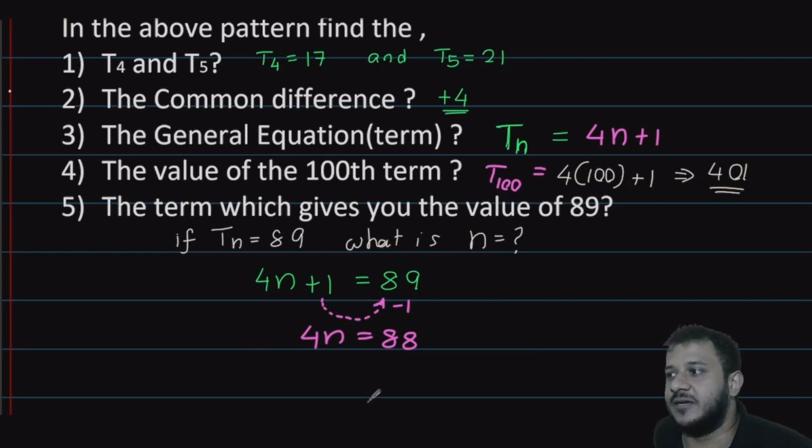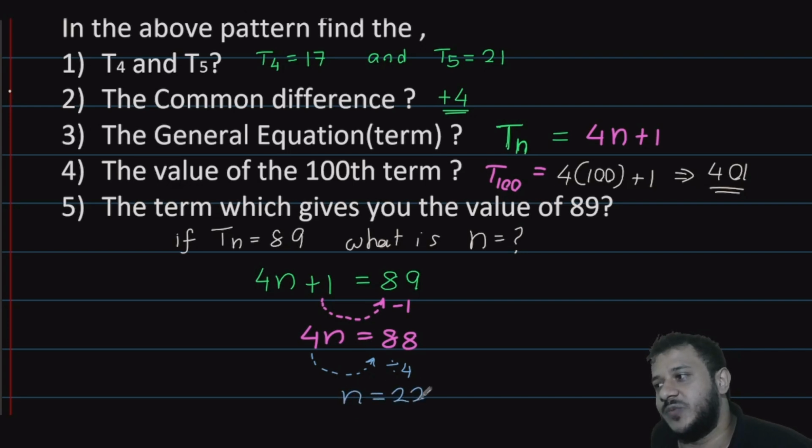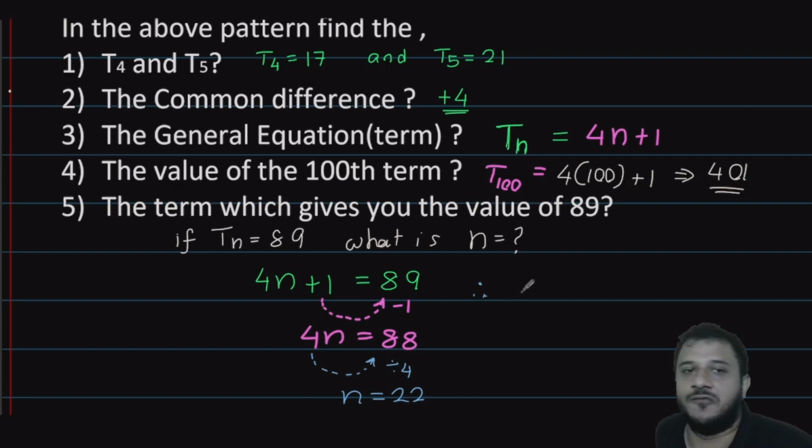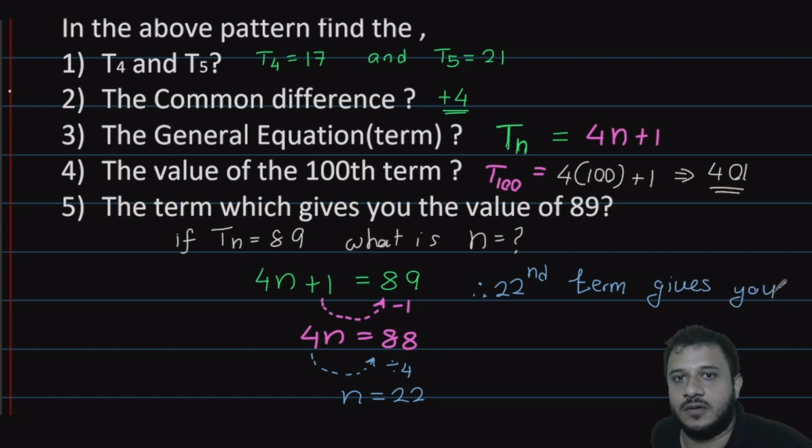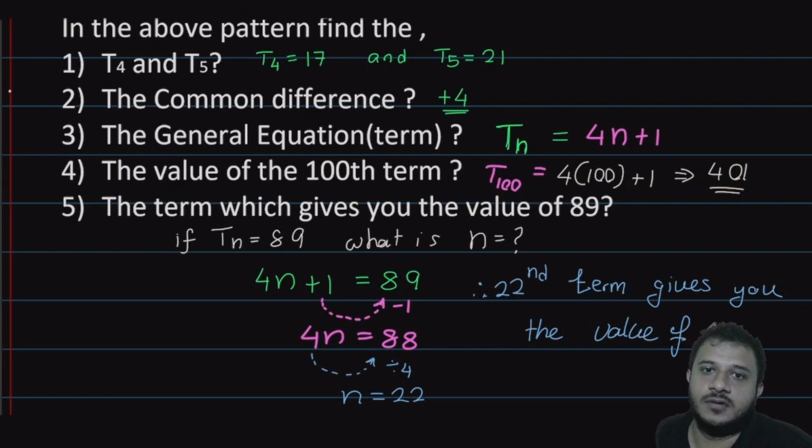And then what is the next step? 4 times n goes 4 divided by 88. 4n means 4 multiplied by n. That multiply by 4 will go to the other side as a divide by 4. That will give you n equals 22. So we can write down, therefore, the 22nd term gives you the value of 89.